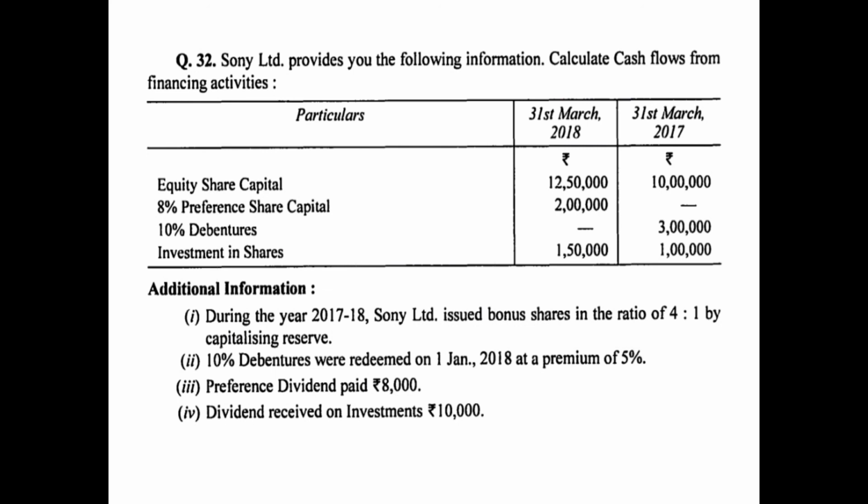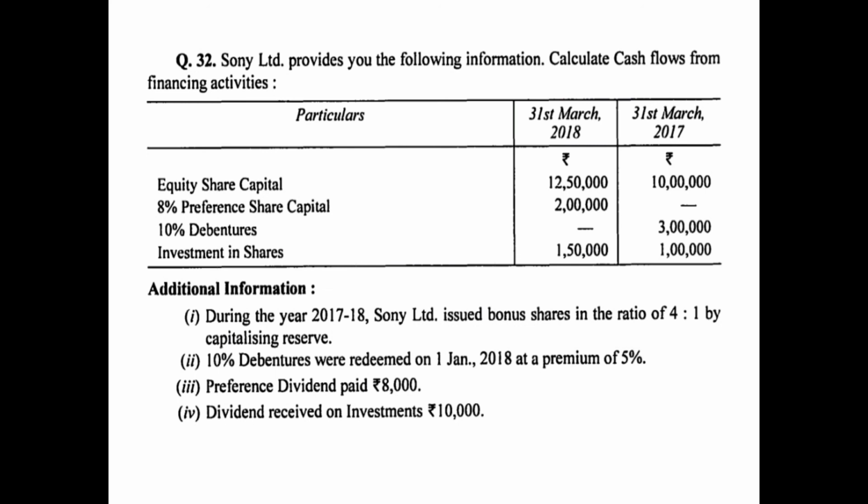The third point is preference dividend paid. Now dividend paid, again it is a cash outflow, and it will be deducted under financing activity. And the last point, dividend received on investment. Since it is the dividend received, that means the company has invested somewhere and is receiving the dividend. So it is a part of investing activity. It is a cash inflow under investing activity, and it will not be a part of the financing activity.